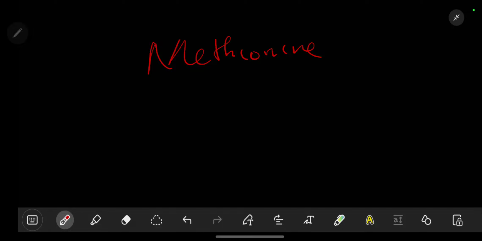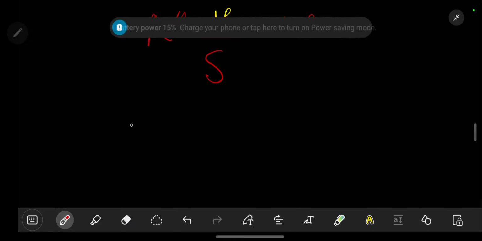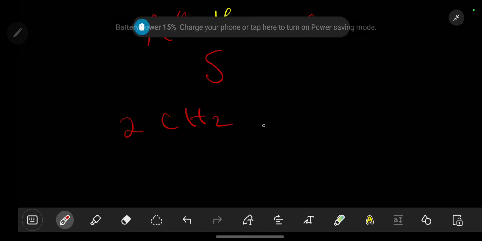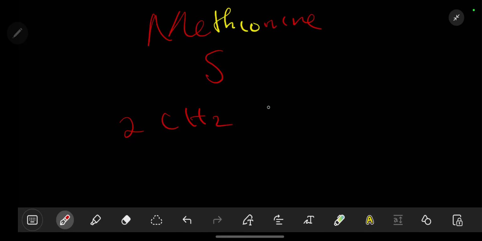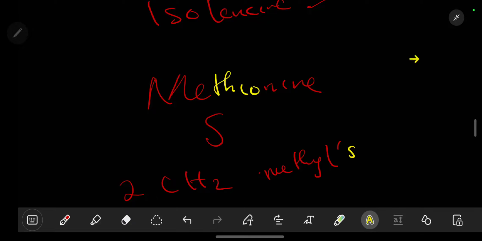Methionine, on the other hand, this word "thio", though an L is missing, means to say the sulfur is present. So the structure of methionine is such that it has got 2 of the CH2, and to remember this, you can just say 2 CH2, then methyl. The small s doesn't mean that there are many methyls, but this s means the sulfur. So to draw this structure, you are going to say something like this.